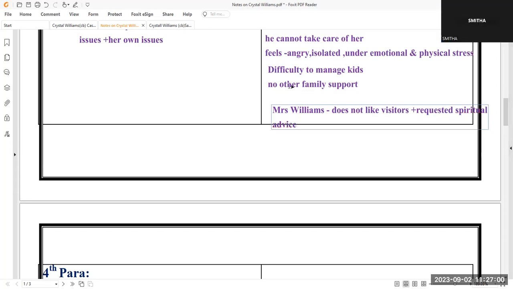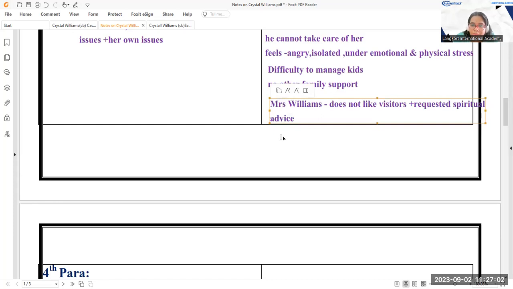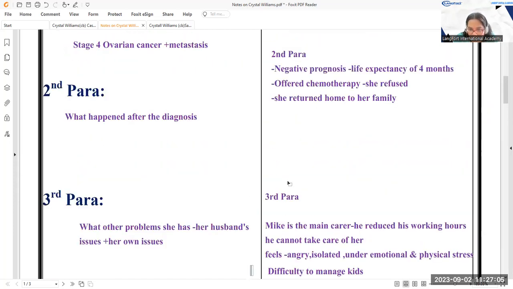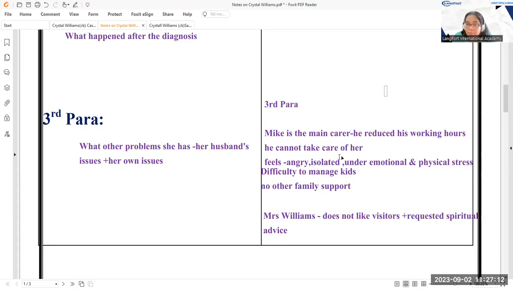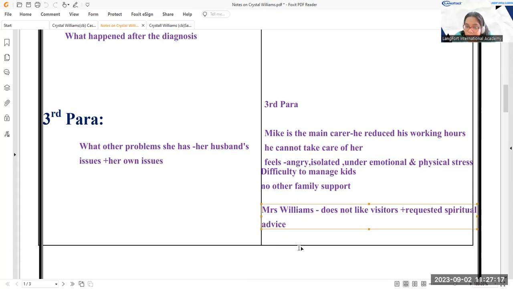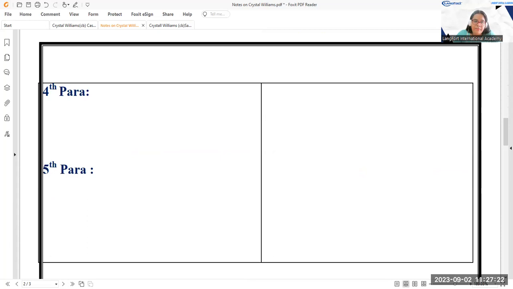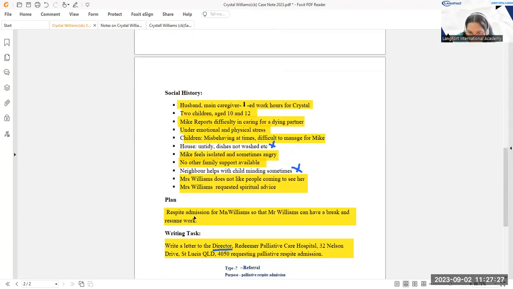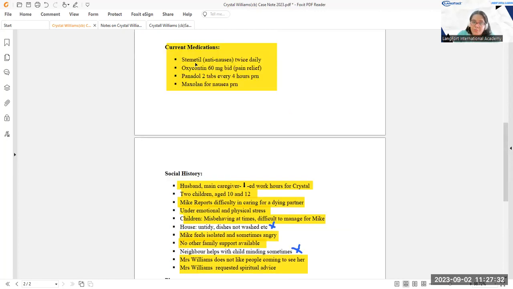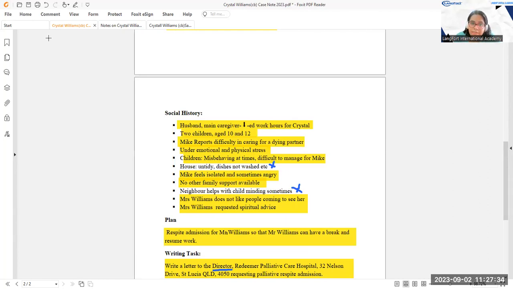Okay, all right. Now, we have written after the diagnosis how it is, then her husband, what are the problems that the husband has, and how Mrs. Williams feels about everything. So we have written the problems. Now in the fourth paragraph, what can we include? Should I include why they need the respite admission, or should I talk about current medications? Which would make logical sense?